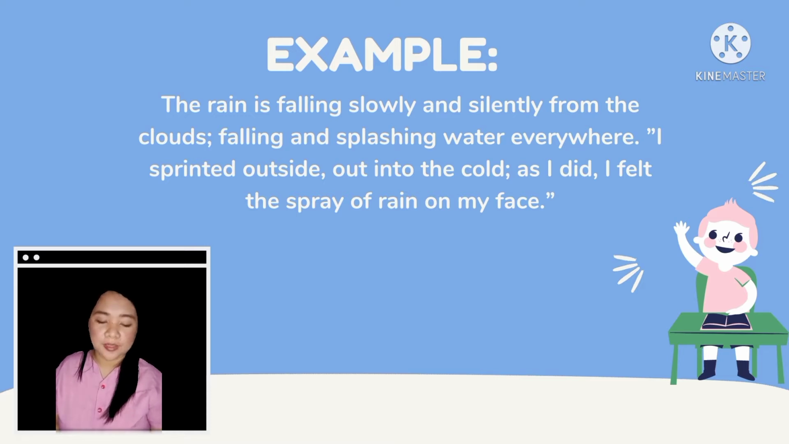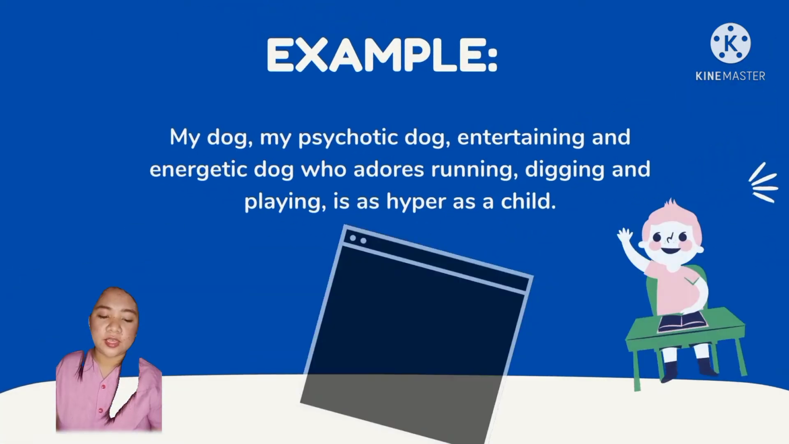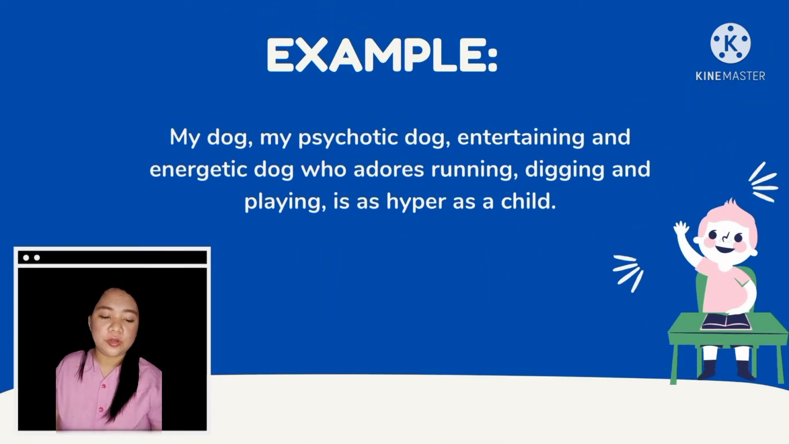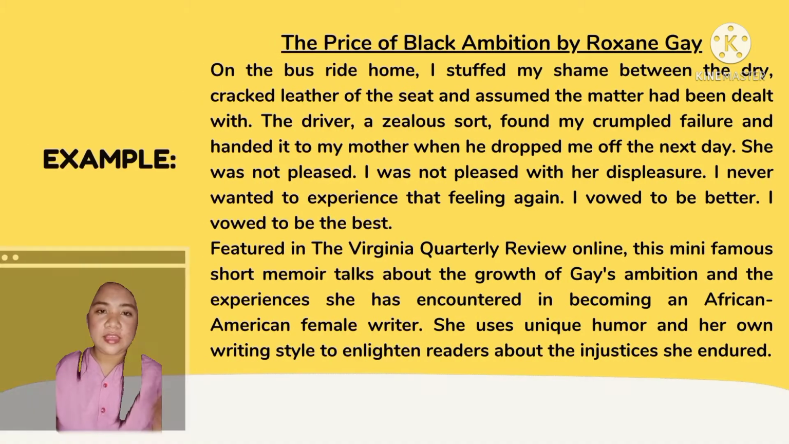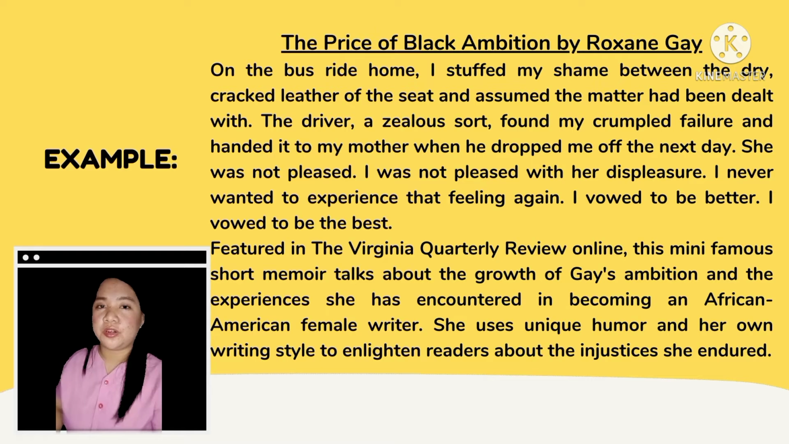Another example is, my psychotic, entertaining, and energetic dog who adores running, digging, and playing, is as hyper as a child. What do you picture as you read this sentence? Well, as for me, I picture here my pet dog that wiggled his tail as he welcomed me home. How about you? How do you picture this sentence? Let me show you more examples of descriptive writing. As you read this passage, I would like you to picture in your mind what is being described by the author or by the writer.